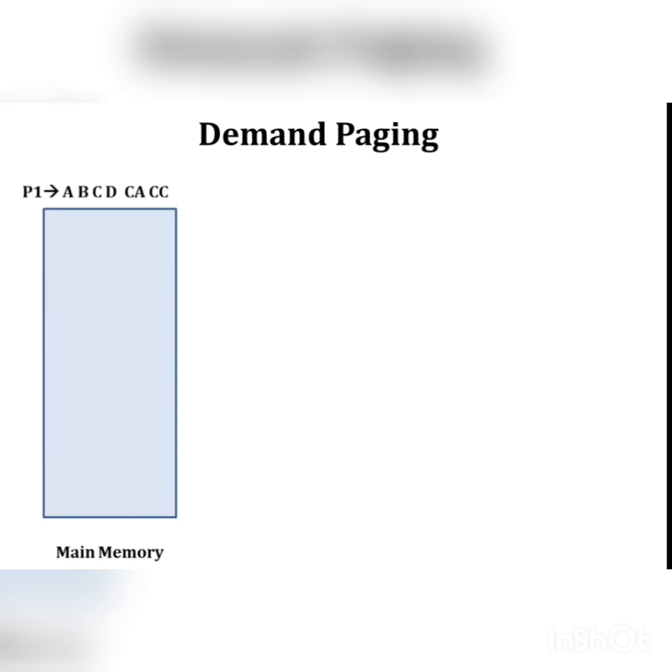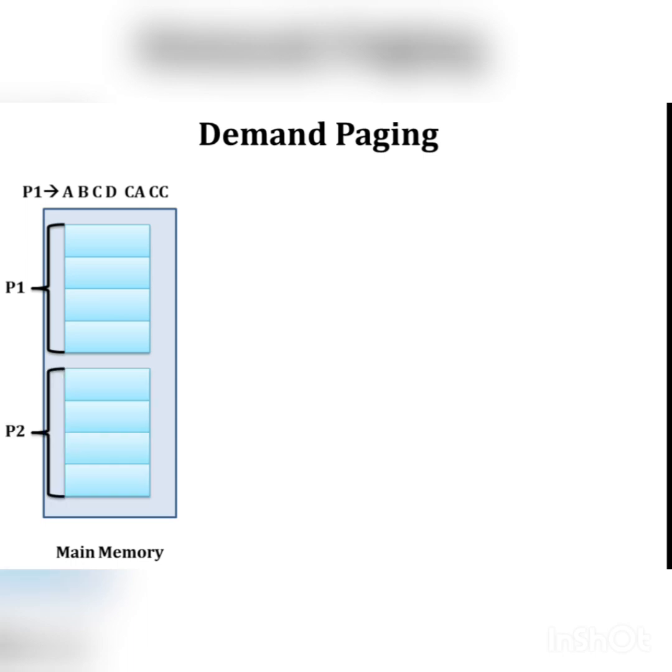Now let's see the concept of demand paging. Here we have the main memory and the process P1, whose requirement is A, B, C, D, C, A, C, C. It means the process P1 has been divided into these pages. Our operating system has allocated 4 frames in main memory for P1 and 4 frames for P2, and P2's requirements are E, F, G, H.